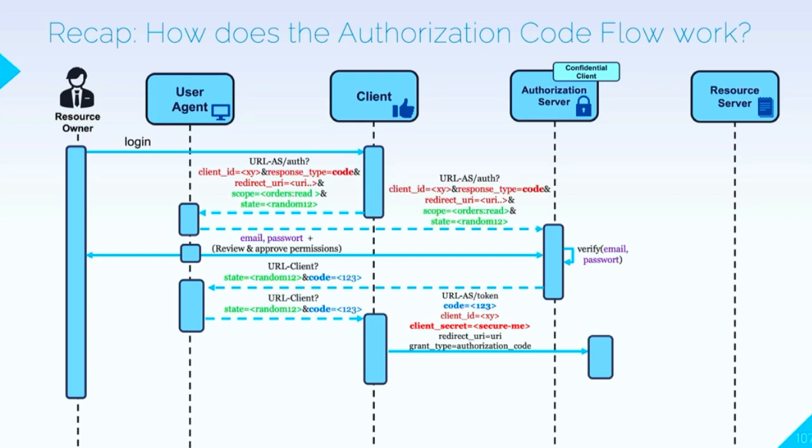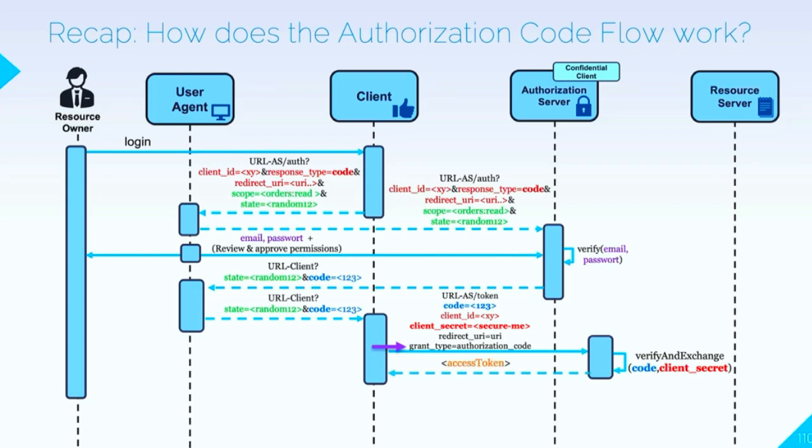The client now needs to exchange the authorization code for an access token. To do this, it sends a POST request to the token endpoint of the authorization server. In this request, the client provides the authorization code, its client ID, and its client secret for authentication. The redirect URI is also included to ensure it matches the one sent in the initial authorization request. Lastly, the client specifies grant type equals authorization code, indicating it's using the authorization code to get an access token. The authorization server validates the authorization code and client credentials, client ID and client secret.